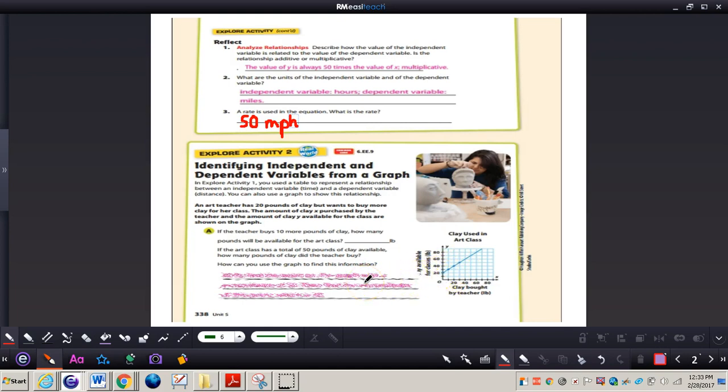So let's take a look at letter A. It says if the teacher buys 10 more pounds of clay, how many pounds will be available for the art class? So right away, start out with 20, bought 10 more pounds of clay, you can see 30 pounds would be available.